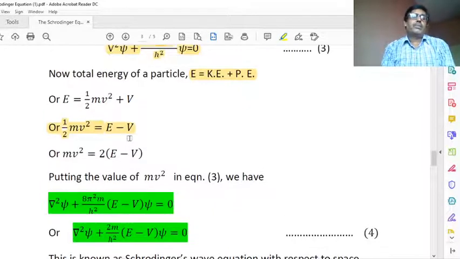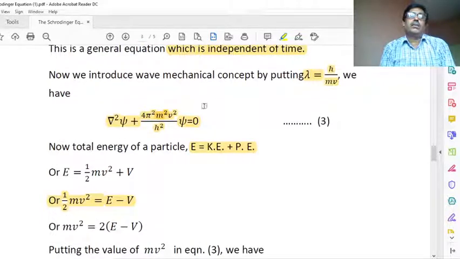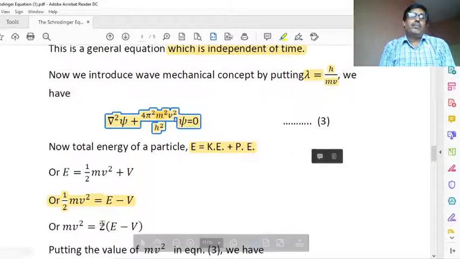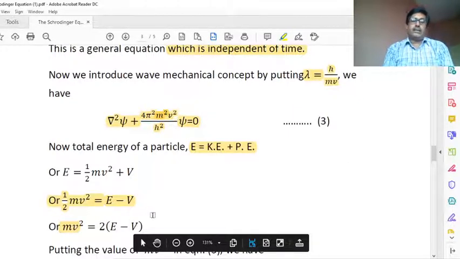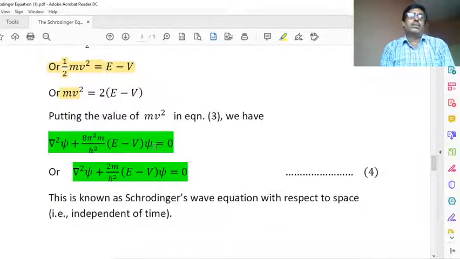What is the purpose of getting mv square? I am returning to equation 3. You can see here, this is m square v square. So actually, I first got the value of mv square and then placed it here in equation 3. Then the final equation will be del 2 psi is equal to this one.